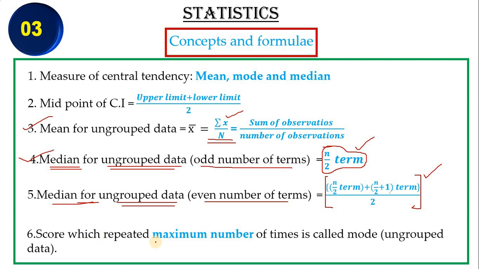Next, the score which is repeated the maximum number of times is called mode, children. This is for ungrouped data. We use the same for grouped data also, the score which is repeated the maximum number of times only. There is no difference between ungrouped data and grouped data. And one more thing here, I didn't say what about the median. See, median means middlemost score, and mean means you are going to find the average. So median means, keep it in mind, children, you are going to find the middlemost score. And mode means you are going to find the maximum number of times repeated score. That is a very important thing, you want to keep it in mind.